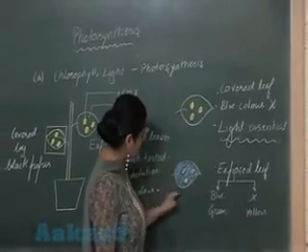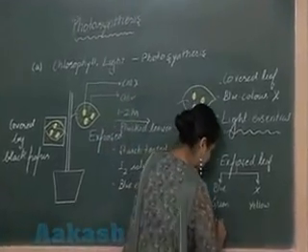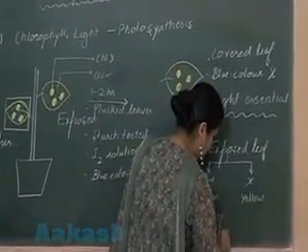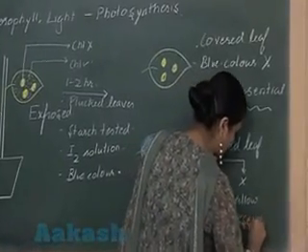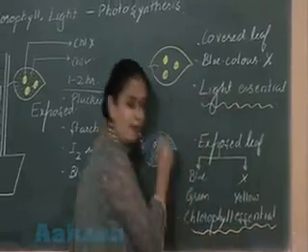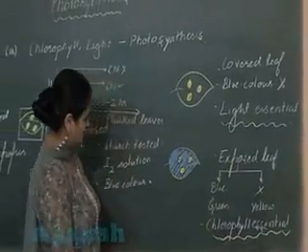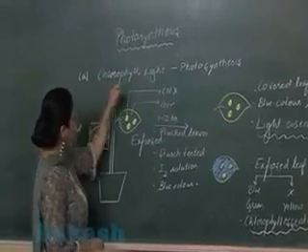So through this exposed leaf experiment, what is clear? That the chlorophyll is essential for photosynthesis, or the chlorophyll is essential for the starch formation. So this experiment shows the essentiality of the chlorophyll and light.